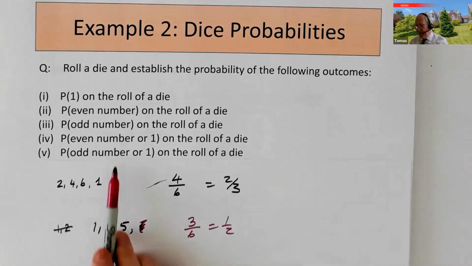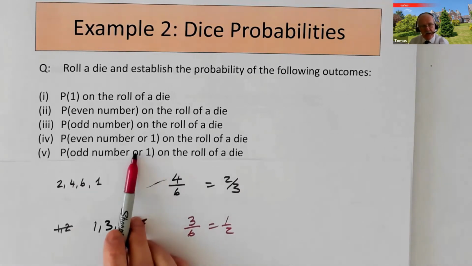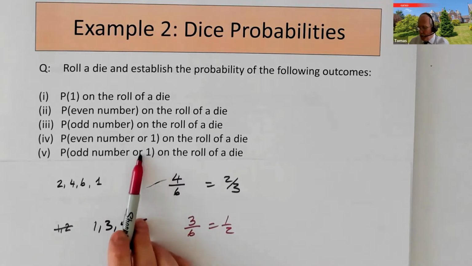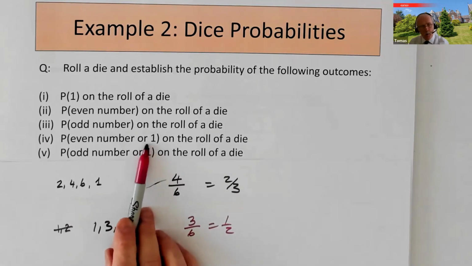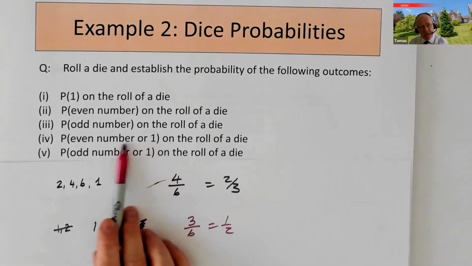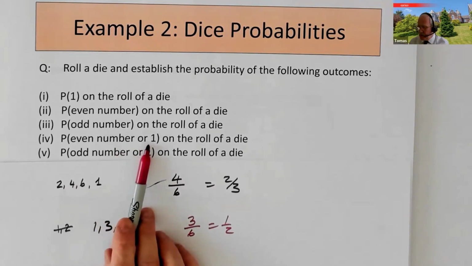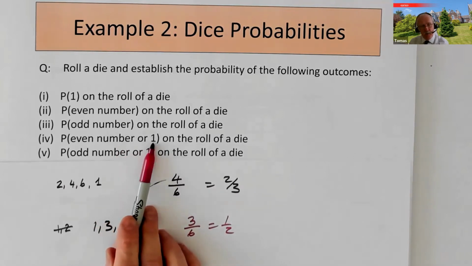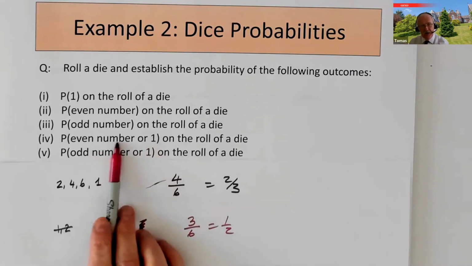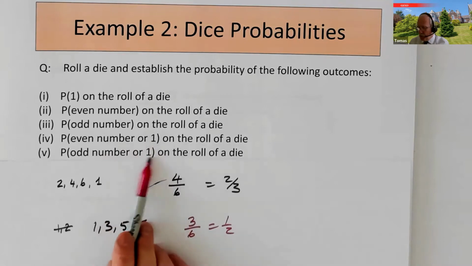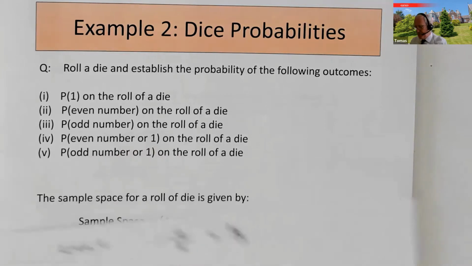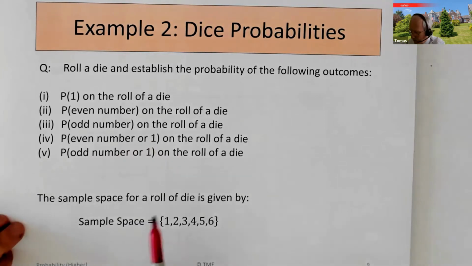So what we're finding in the last one there is that even though we said or, it didn't increase the probability at all. It didn't make it any worse, but it didn't make it any better. Whereas in this case, or 1 meant that it did make it better. So in this case, 1 was not an even number, so it couldn't have happened at the same time, whereas 1 and odd were both odd numbers. So we have to see whether they overlap or not.